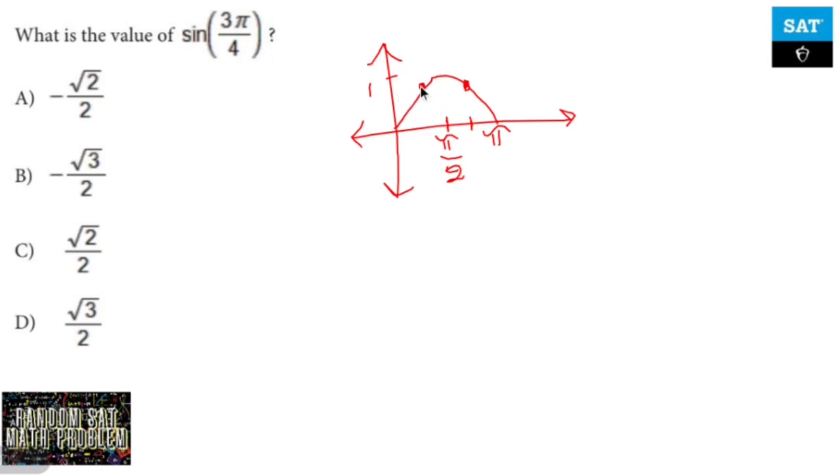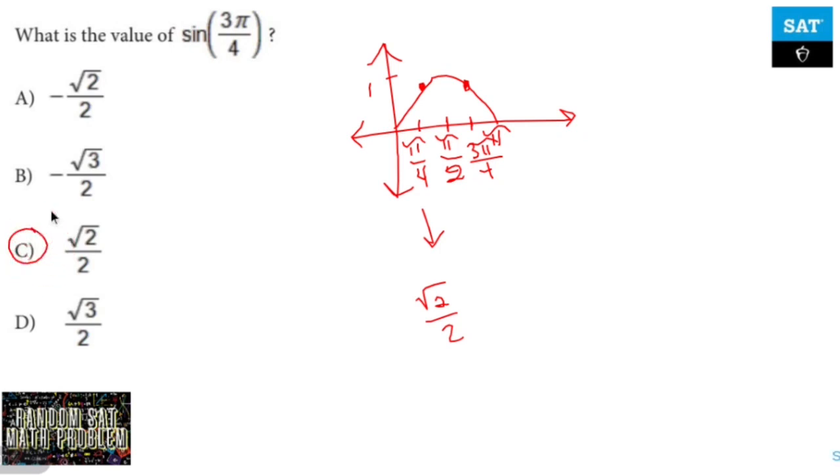I know from memorization that pi over 4 is root 2 over 2. And since pi over 4 has the same exact positioning as 3 pi over 4, then 3 pi over 4 is also going to be root 2 over 2, so the answer is C.